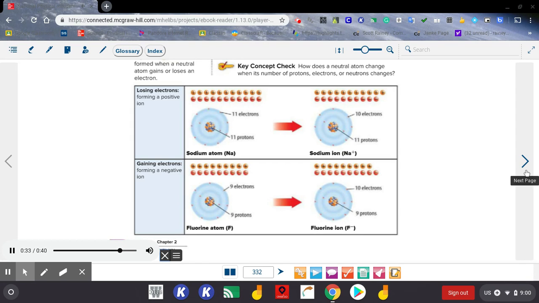Key concept check. How does a neutral atom change when its number of protons, electrons, or neutrons changes?